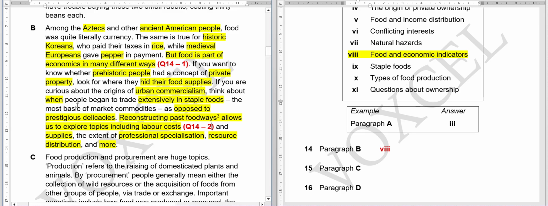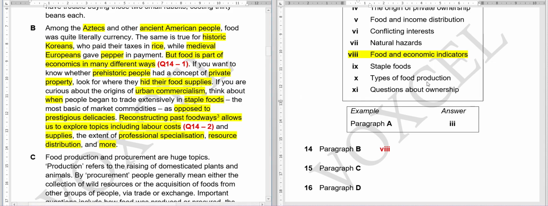Staple foods. Yeah, there is mention of staple food here. Here is the mention of staple foods. I'm going to mark it again. But is this paragraph entirely focused on what kind of foods were staple, why they were staple, things like that? No, this is just two words that match with this particular option, but this paragraph is not focusing on that particular thing. So obviously this cannot be our answer as well.